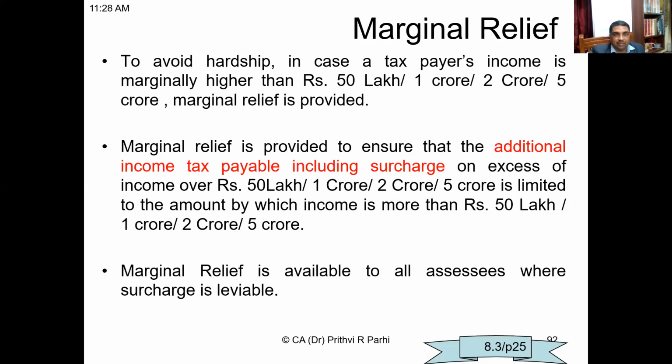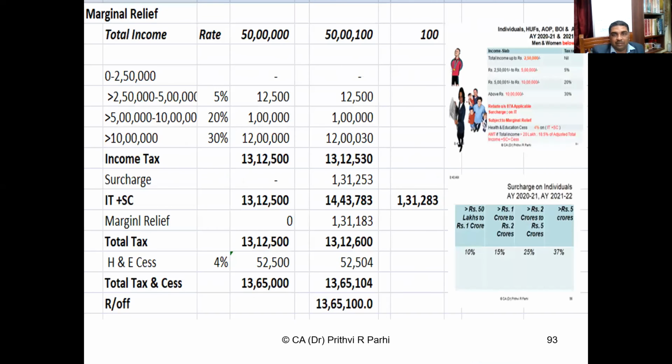Just a minute. Yeah, this is the calculation, you can see. Let us say total income is 50 lakh and total income is 50 lakh 100. Are you seeing it? Up to 2,50,000 nil, 2,50,000 to 5 lakh, 5%, it comes to 12,500. 5 lakh to 10 lakh, 20%, so 1 lakh rupees in both cases. Above 10 lakh, 30%.